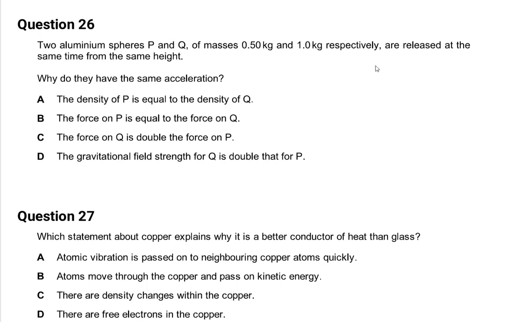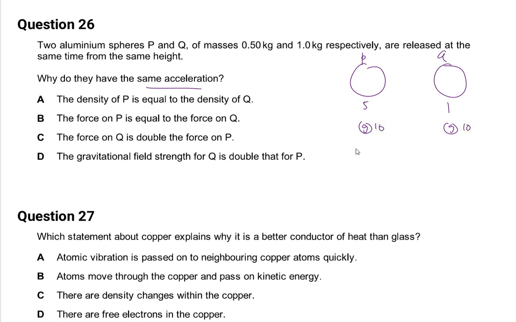So 2 balls, just spherical balls. P and Q, mass of P is 5, this is 1. Same height, same time, and so on. Why do they have the same acceleration? Assume they are on Earth, so g is going to be the same. So 10 in this case.